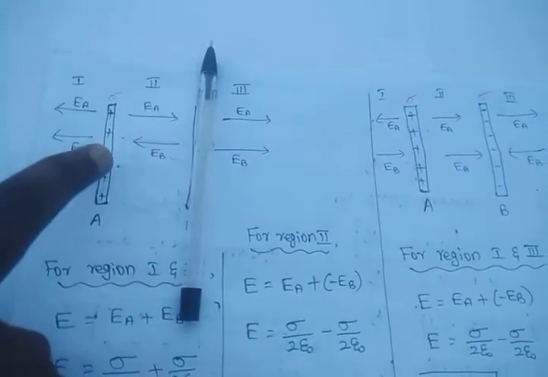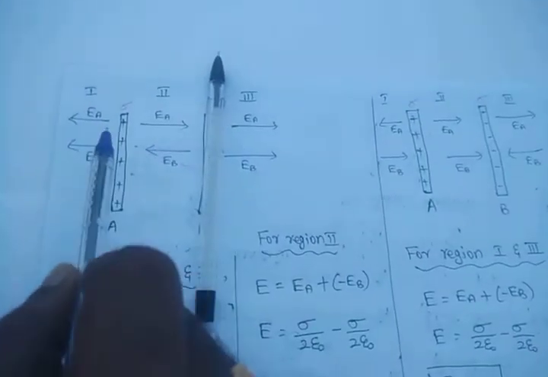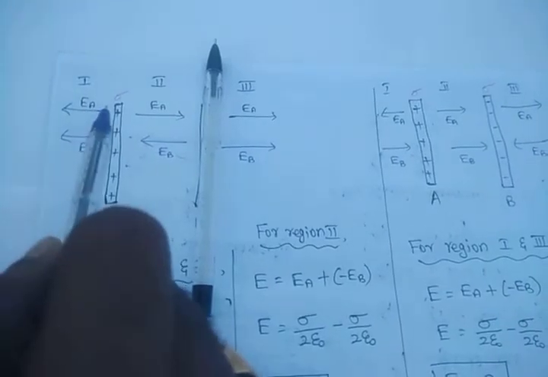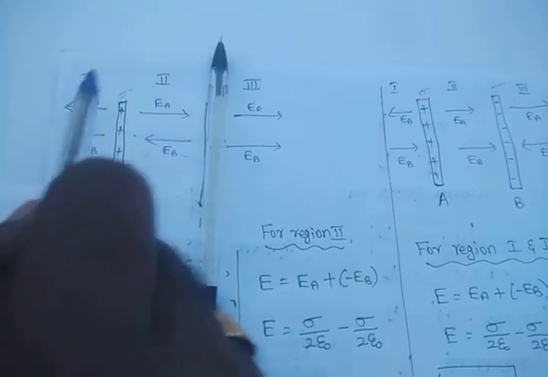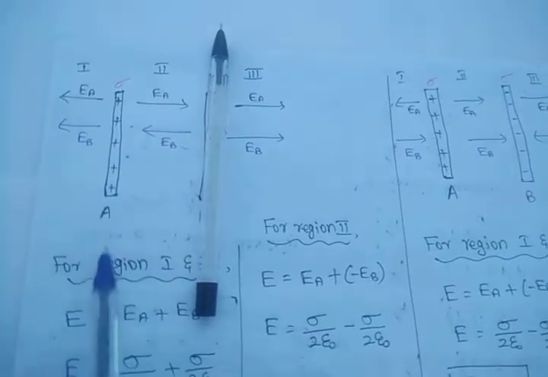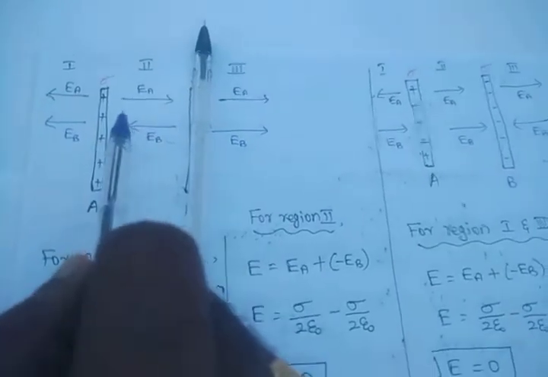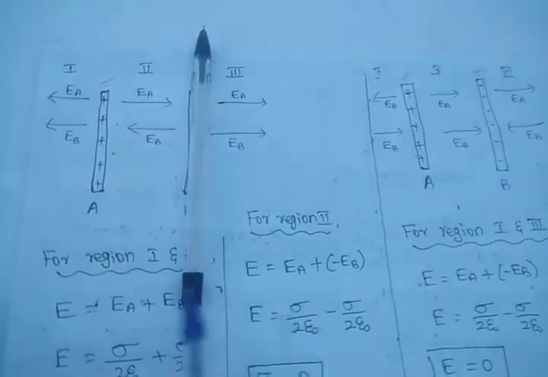Here, for this plane sheet A, the electric field vector is outwards. There are three regions: first region, second region, and third region. For the first region, due to the plane sheet A, the electric field vector will be outwards. Here also outwards, here also outwards.